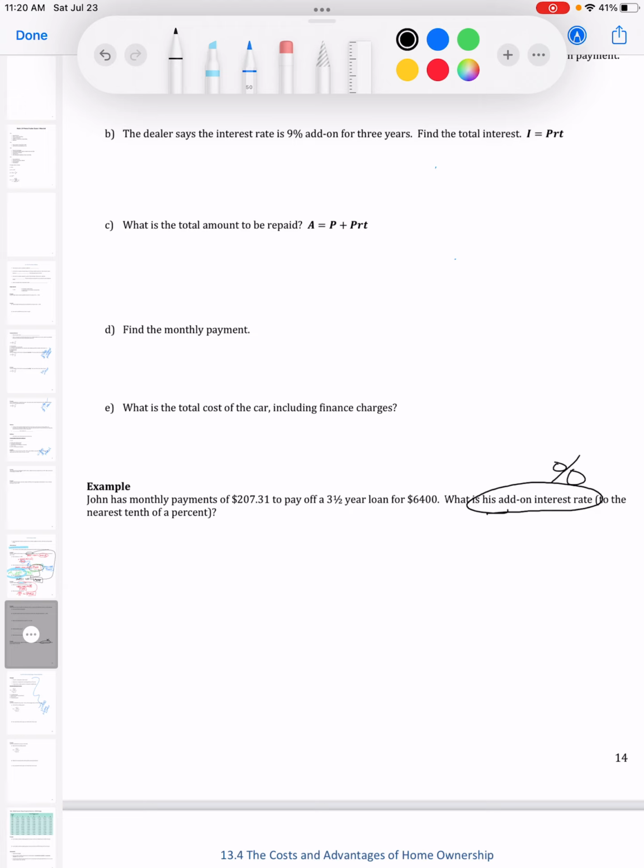So a couple steps to get started on this one. The first thing I need to do is think about my formula. I'll write it down for us here. I've given you P is 6,400. I've given you T, it's 3.5, and we're looking for R. Before I can even really get started, I have to do some work to find A. I don't have A. A is not $207.31. That's what my monthly payment is.